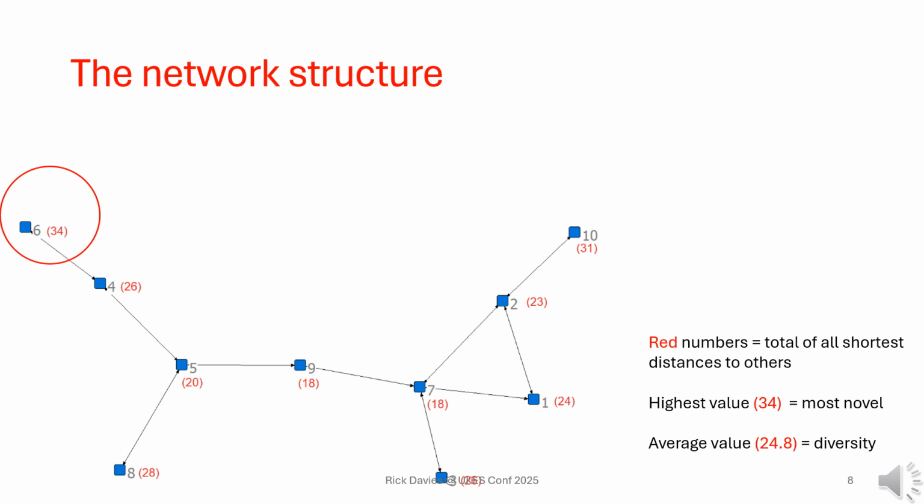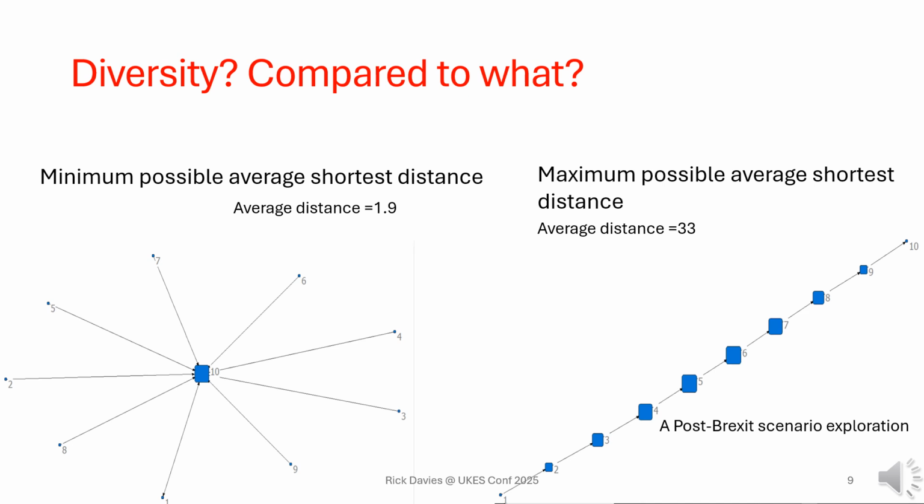Groucho Marx had a friend who once said to him, "Life is difficult," to which Marx responded, "Compared to what?" By now you are probably asking the same question. Just how significant is that value of 34 for node 6? In this slide you can see two comparators that might be useful.